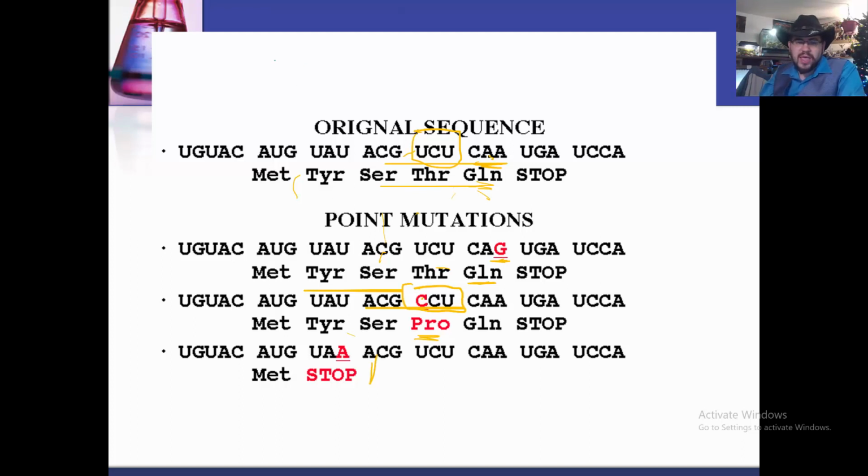But then we have a UAU right here, which codes for tyrosine, and it gets mutated to a UAA, or the DNA that produced the UAU gets mutated to and produces a UAA, and we get a stop. And now we just have methionine, and boom. So this first one is silent. The second one is a missense. And this third one is a nonsense.